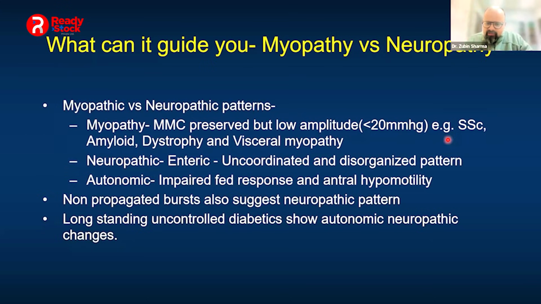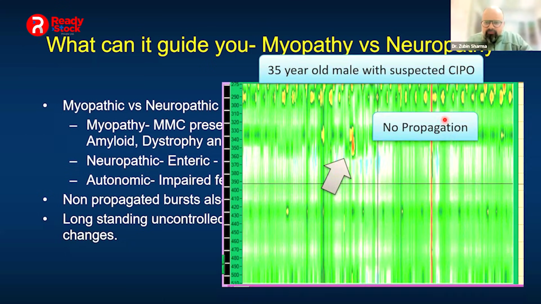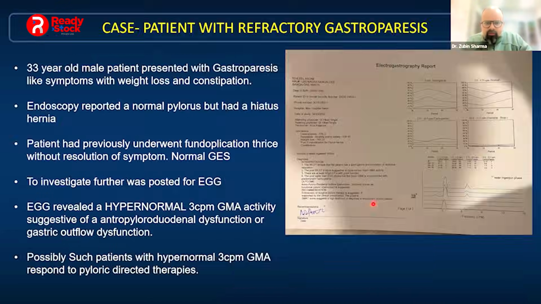Long-standing uncontrolled diabetics will show you this kind of an impaired fed response or autonomic neuropathic changes. Like in this patient with suspected SIBO, there are some enteric contractions happening here, but you can see no propagation, nothing going down in the duodenum, right? So this was a case of a neuropathic pattern.